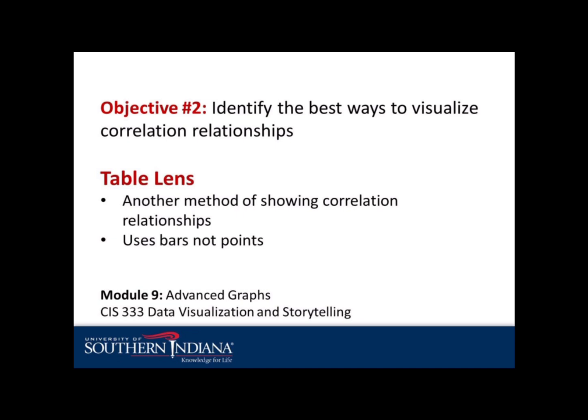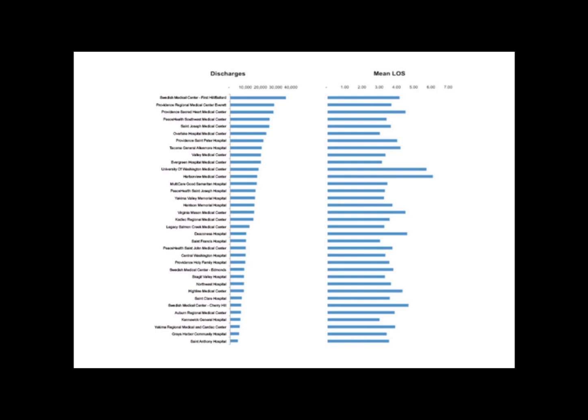Okay, the table lens. This is another way to visualize correlation relationships. It uses bars and not points, and it's not used as frequently as the scatter plot. Let me show you what it looks like. So basically, you have two bar charts. Your first bar chart, the one on the left, is going to be your independent variable. The one that you want to look at to see, okay, when that value changes, how does it affect the values on the right chart? So that's how table lenses work.